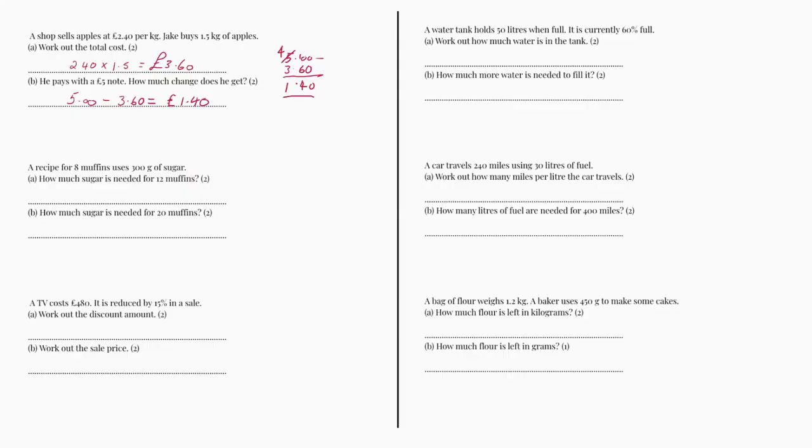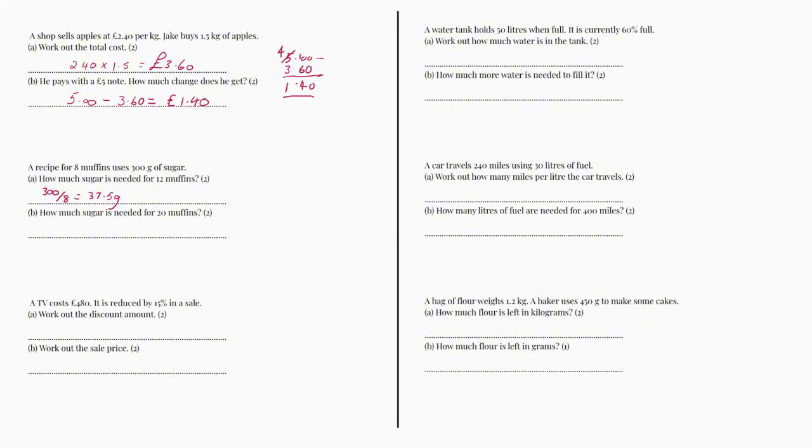The next one, a recipe for 8 muffins uses 300 grams of sugar. How much sugar is needed for 12 muffins? Common question this is, guys. So what we need to do is work out, by dividing 300 by 8, to find out what each muffin weighs. And we need 37.5 grams per muffin, okay?